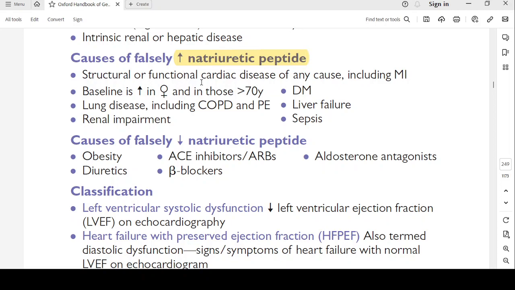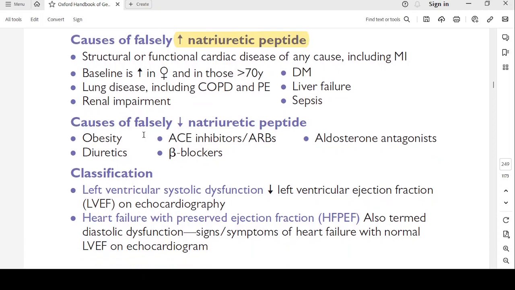Either there could be structural or functional cardiac anomalies, or in females it is normally increased at baseline, and in those more than 70 years it's normally increased, and some conditions like diabetes, liver failure, sepsis, renal impairment, lung diseases, for example COPD and PE. These are the causes.